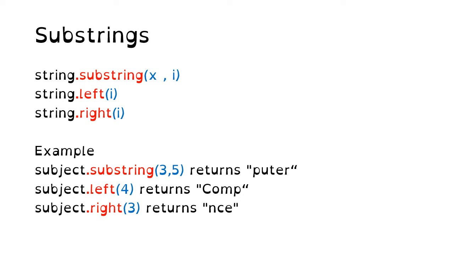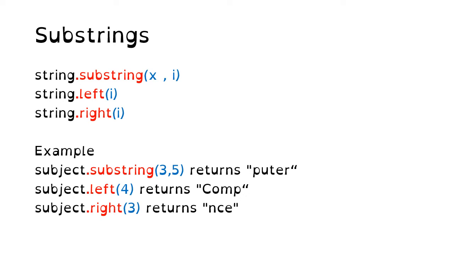We have substrings. This is a part of a string. So again, the formatting works as normal. We have the name of the string followed by the function. Now, for dot substring, we have two parameters. The first one being the letter you want to start from, and the second being the number of letters you want.